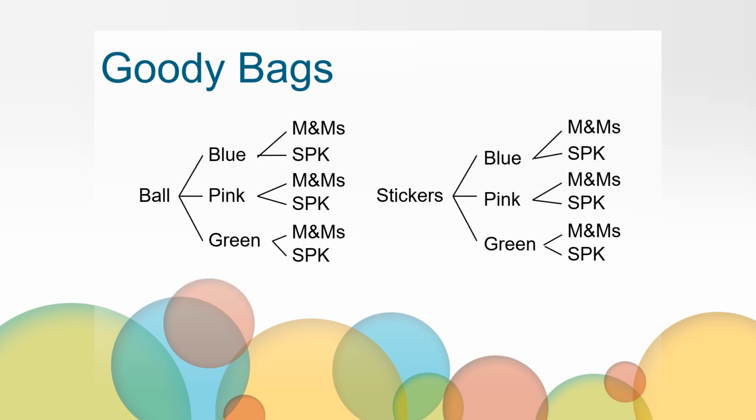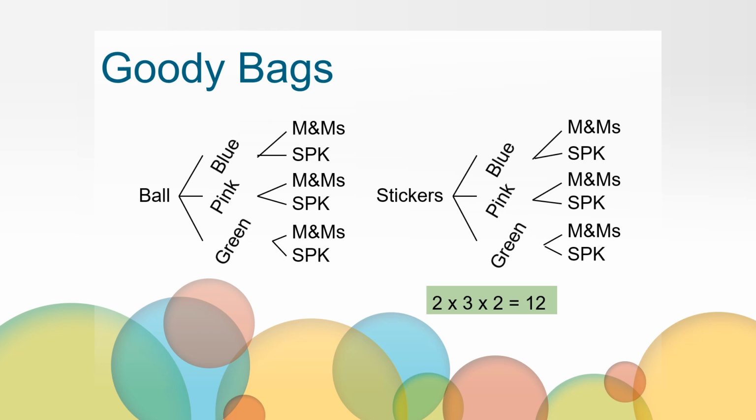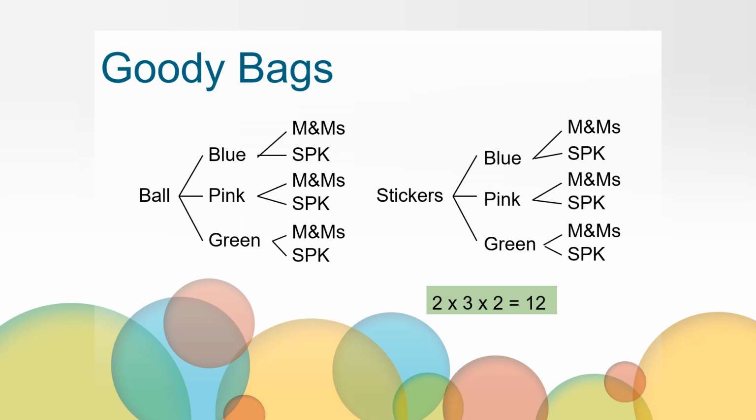Here's the tree diagram that we created. We can see that there are 12 possible outcomes, 6 with the ball and 6 with the stickers. If you use the fundamental counting principle, we can say that 2, the number of toys, times 3, the number of different pencils, times 2, the number of different candies, makes 12 possible combinations.